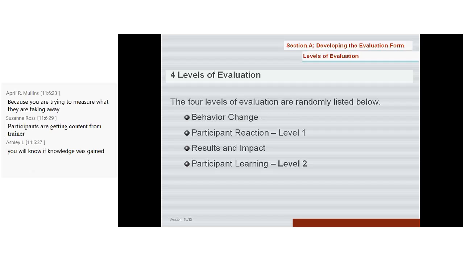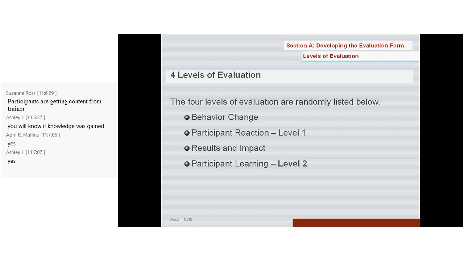And when we talk about participant learning, somebody said you will know if knowledge is gained. I will know what they learned about. I don't know if it's going to stick with them at this point. I just know that they're able to tell me at the end of training what they learned about. Can you decipher the difference between that? Whether somebody has actually learned it or learned about it, do you see the difference there? Okay.